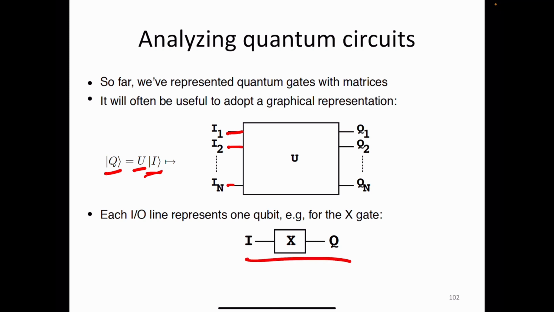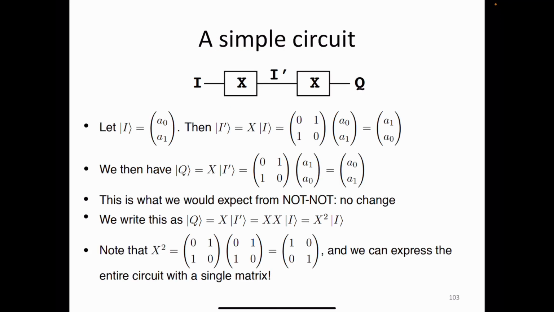Each line that you see here on top represents 1 qubit. For example, for the NOT gate, it would look like this. So you have a single qubit NOT gate. So you have your qubit I here. You run from the left to the right. That's how time goes. So you say you evolve that state. You apply the NOT transformation, and you get as a result Q as an output.